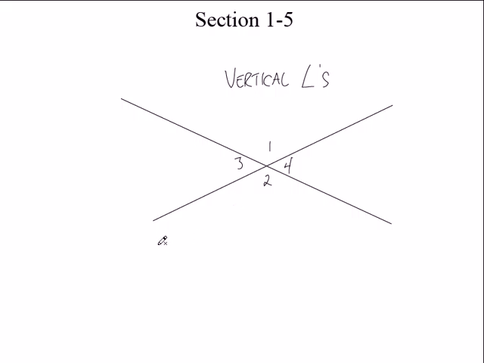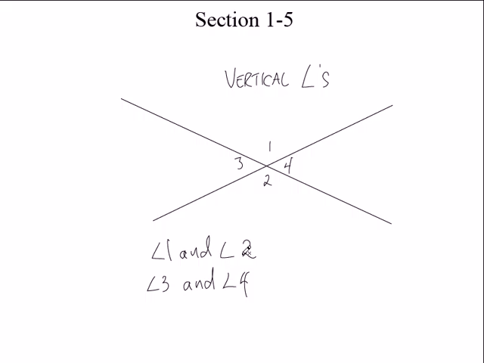So let's list the two pair of vertical angles. Angle 1, and what's the other vertical angle with angle 1? The one that's across from it. Angle 2, good. And angle 3, and what's the angle that's across from angle 3? Angle 4. So those are vertical angles.